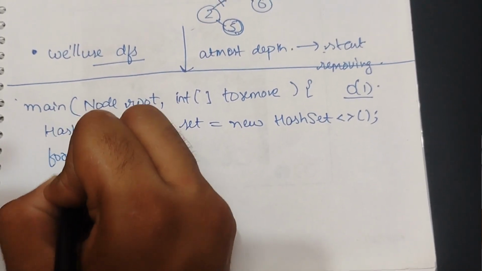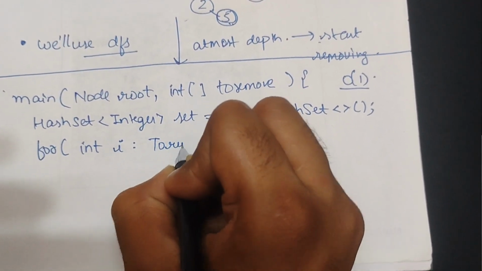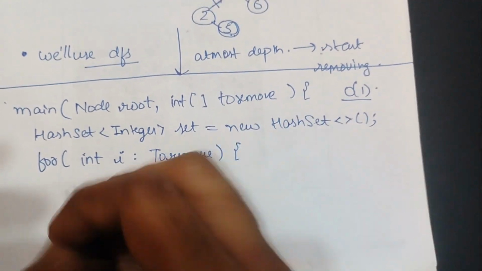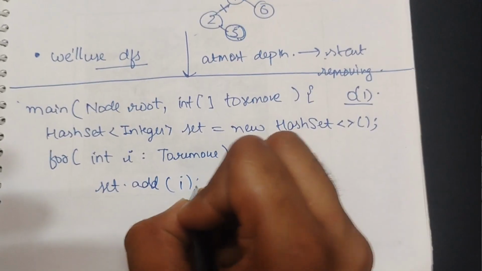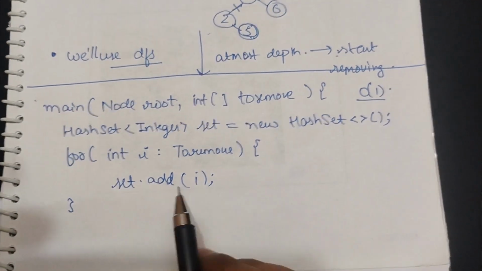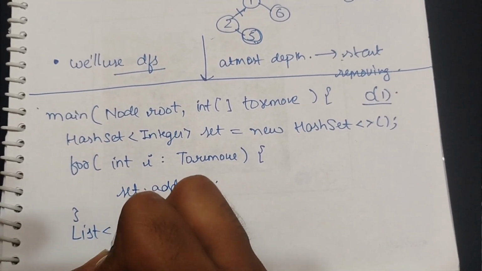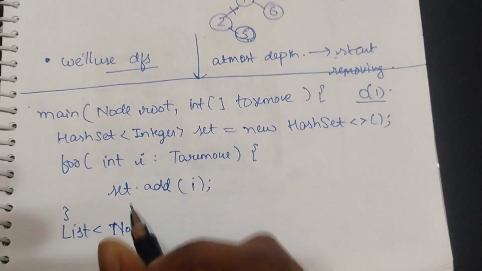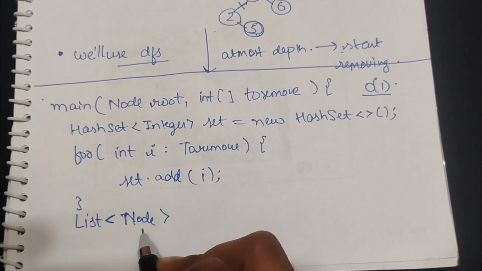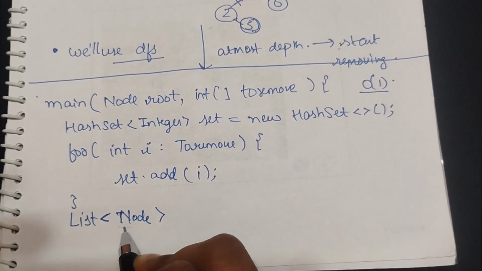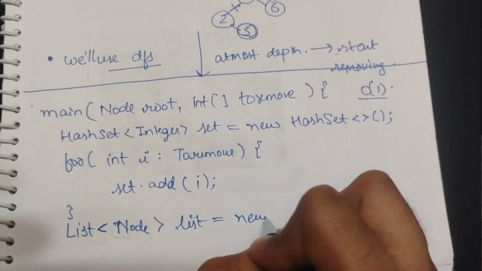Now I will store all the elements of this to remove array inside this set. I'll do set dot add i. So all the elements are now stored in this. Now I will make another list. This is the answer which I have to return. The return type of this list should be node. I'll name it as list equals new ArrayList.